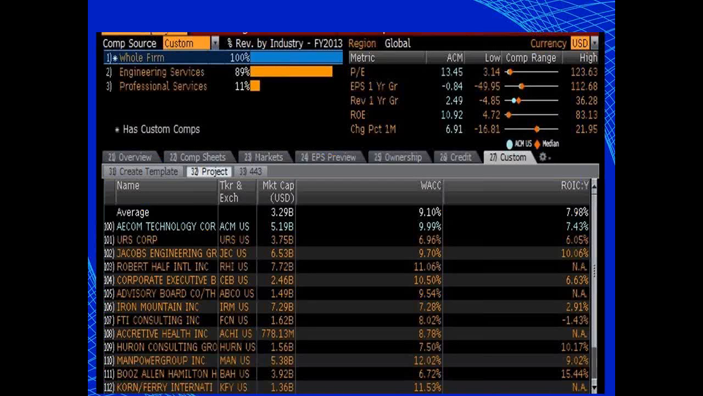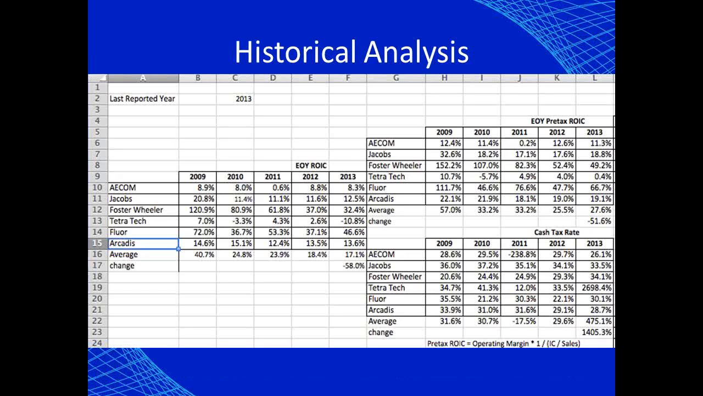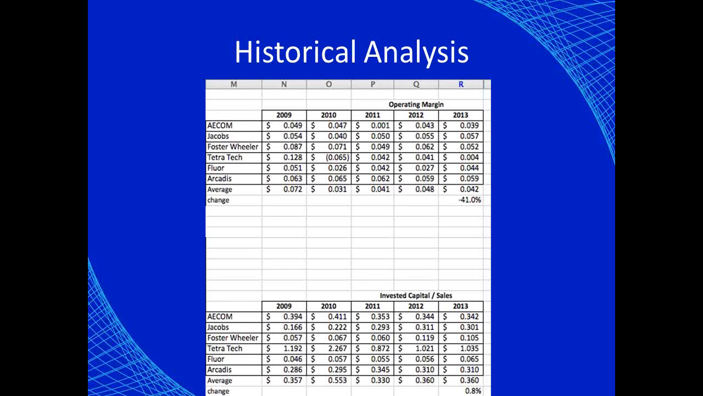So then here's the WACC and ROIC of AECOM and some of its competitors. As you can see, they have a more negative spread than most of its competitors. And then here's a look at the ROIC tree for AECOM and its 5 competitors. So this shows the main drivers of the ROIC. As you can see here, the ROIC is driven by the EOI pre-tax ROIC and the cash tax rate. And then those are also driven by the operating margin as well as the invested capital over sales.